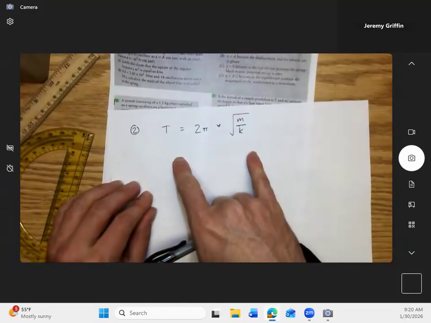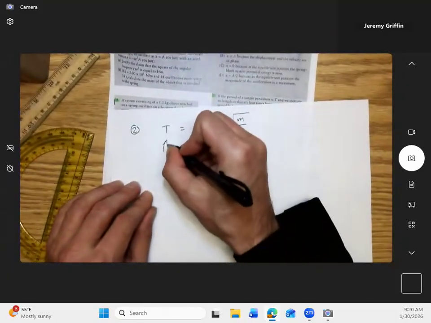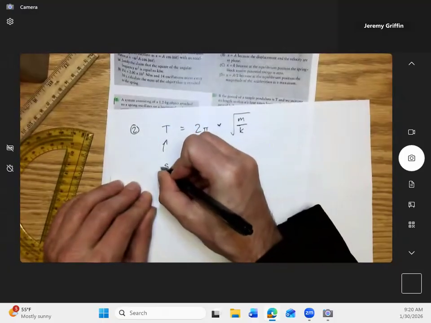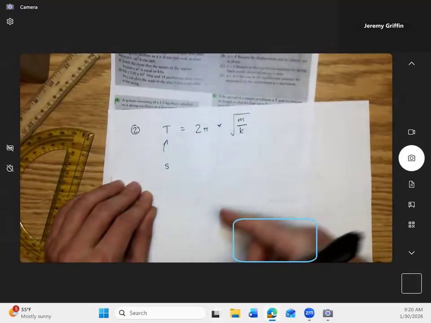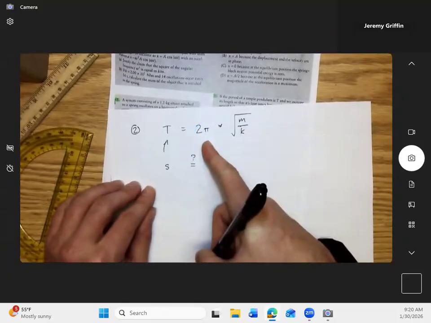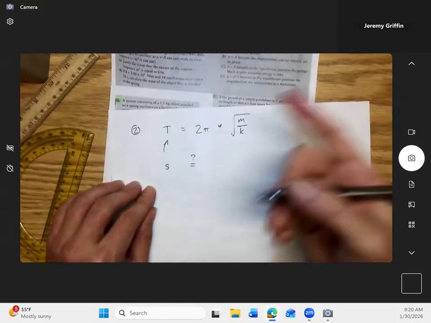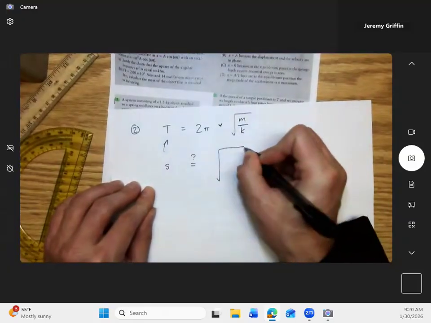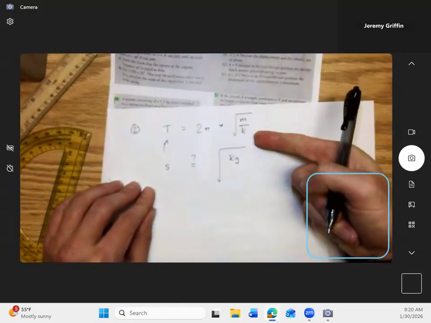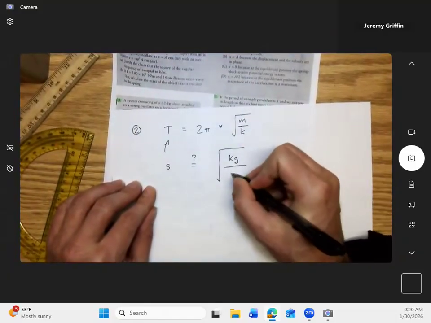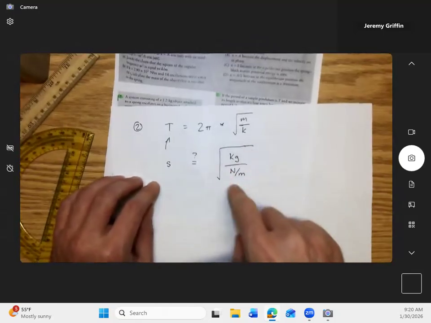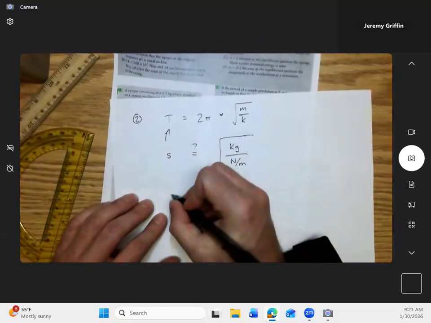Write this down. What's the unit for time? Seconds. So here, we're just going to write in terms of units, but the numbers don't matter anymore. 2 pi, are there any units on 2 pi? No, it's just a number. So we got a square root. What's the unit for our mass? Kilograms. What's the unit for spring constant? Newtons per meter. This is pretty wacky. Do you think this whole thing on the right simplifies to seconds? Let's see if it does.